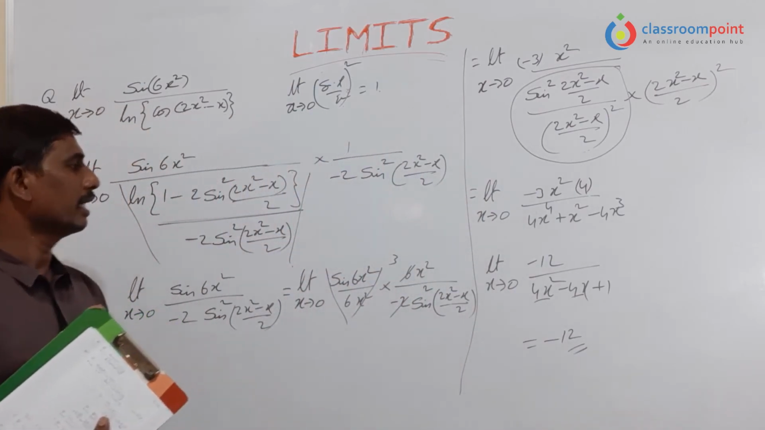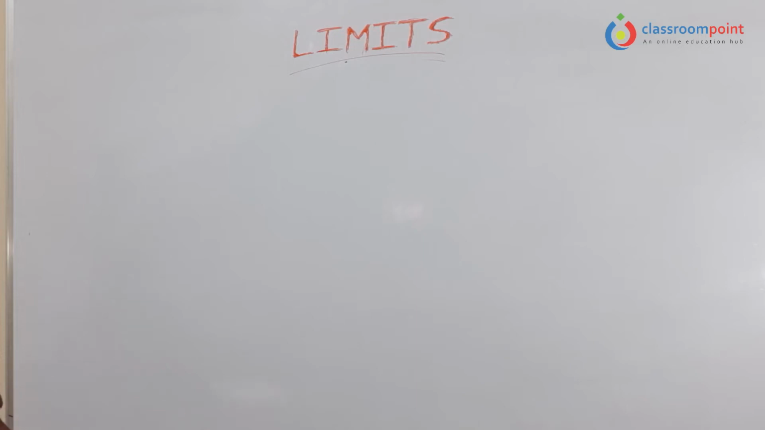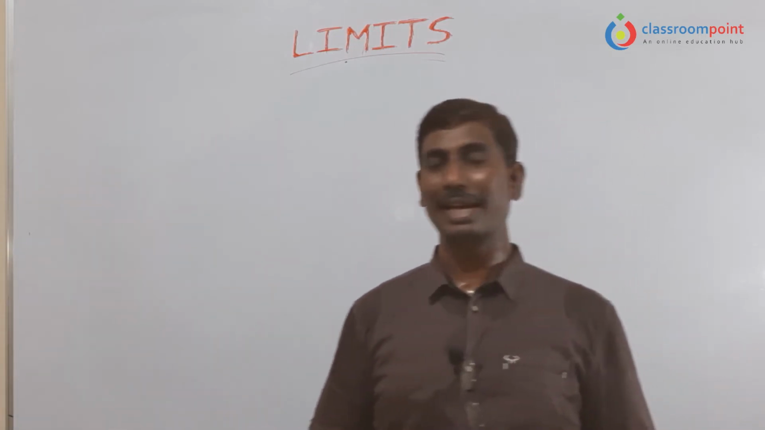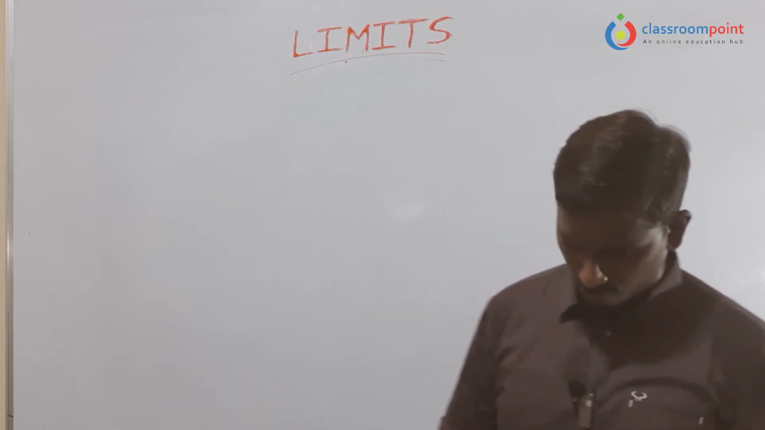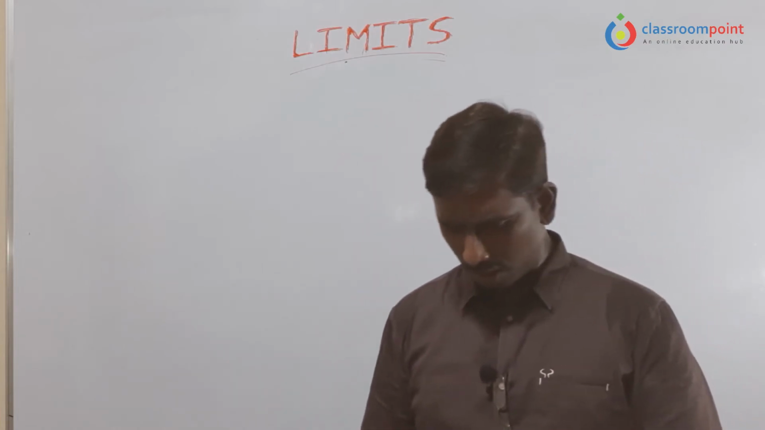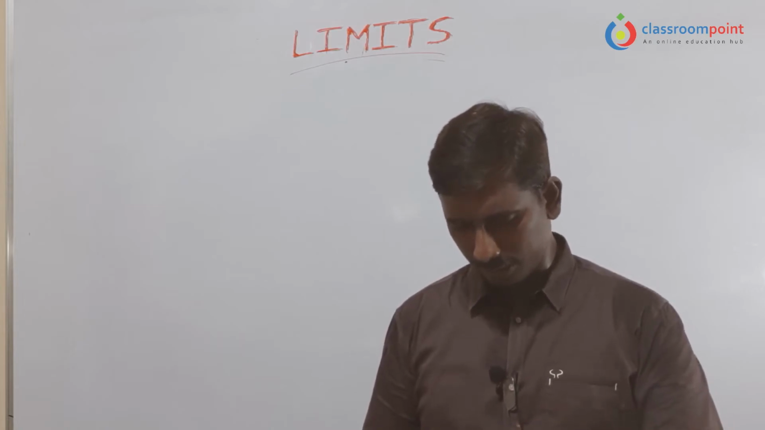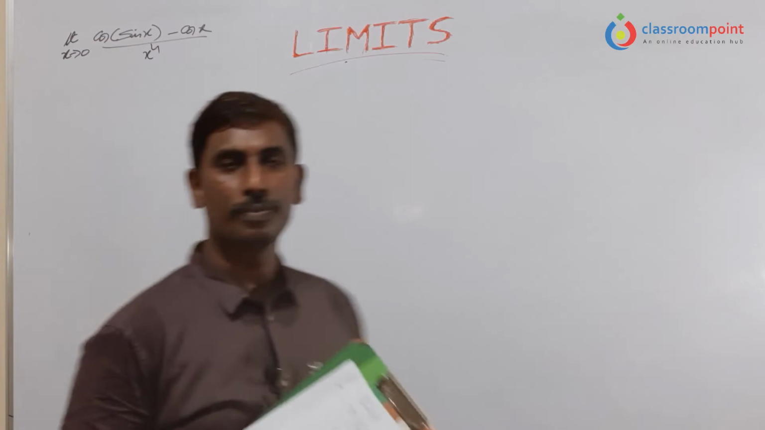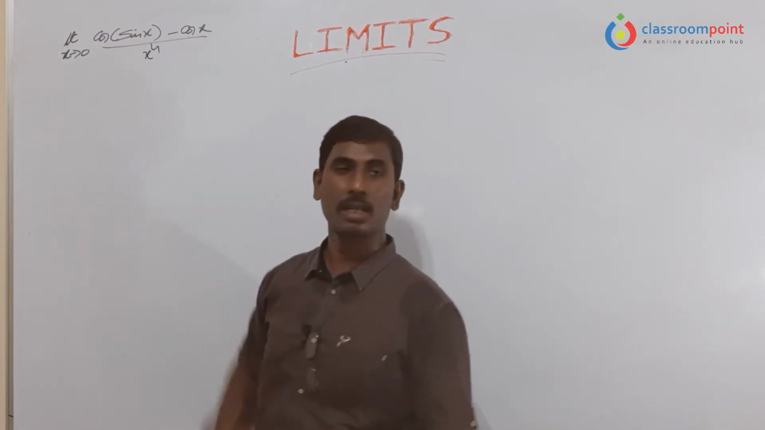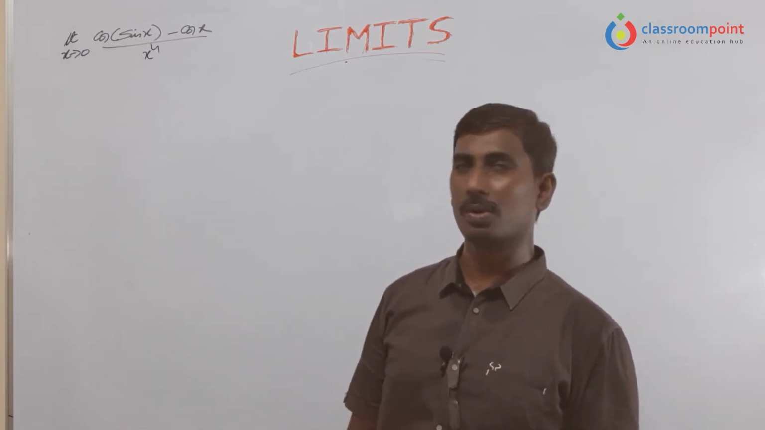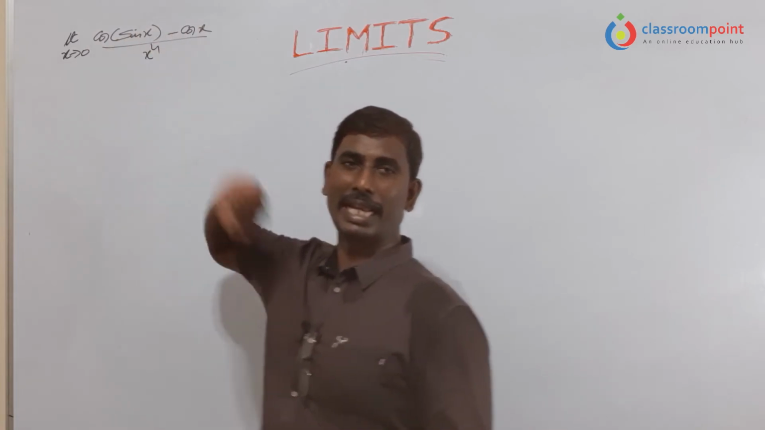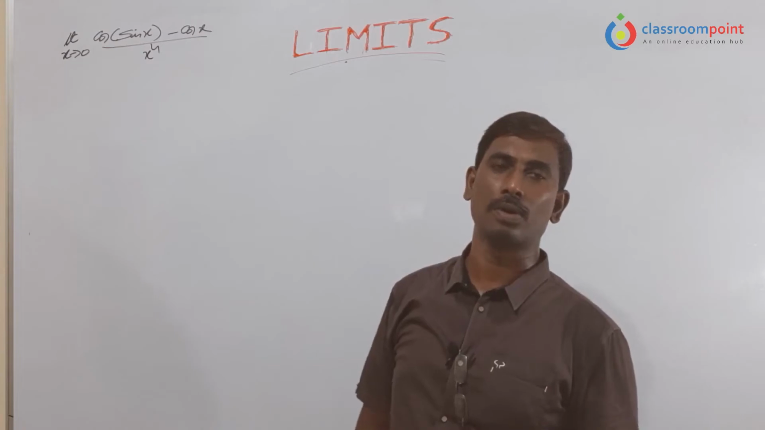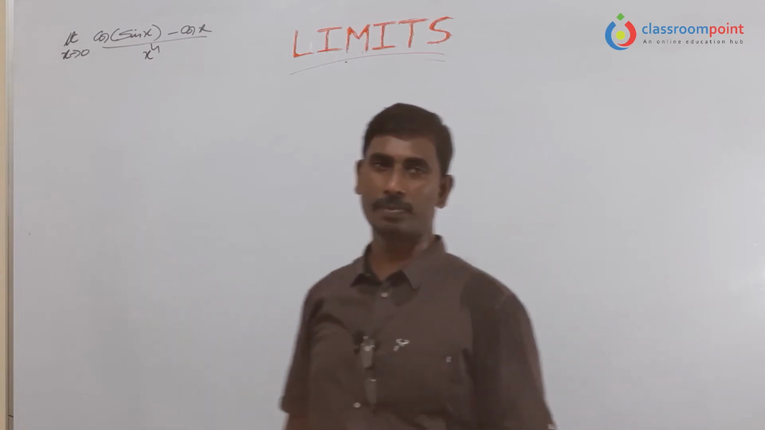Okay. Next. This is for all three formula examples, and there are many more. By solving that, I'll take one more example. See here, the question is limit x tends to 0 of (cos of sin x minus cos x) by x power 4. How to solve this one?